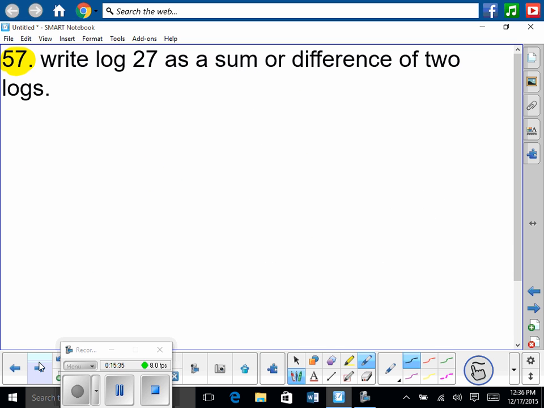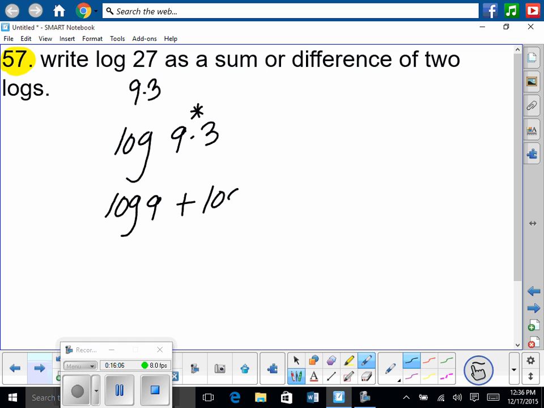Alright, so write log of 27 as the sum or difference of two different logs. To be able to do a sum, we're going to have two things being multiplied, because when you multiply, you add. So two things that multiply to be 27: 9 times 3. So I'm rewriting this as log of 9 times 3. Well, we could split this up as two logarithms, because we know when you multiply, you add. So we have log of 9 plus log of 3. I'm just expanding that logarithm. And that is log of 27.